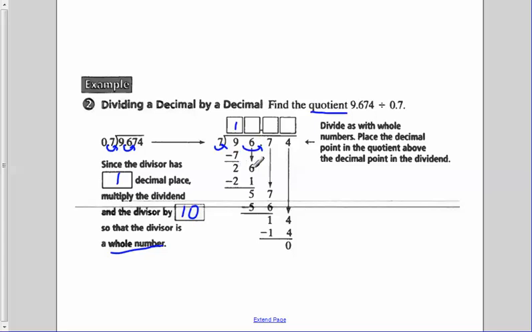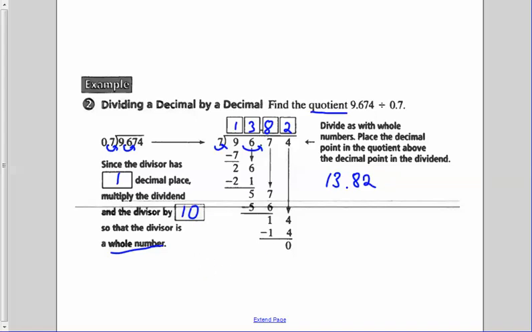7 goes into 26 3 times, and we get 21. We subtract 6 minus 1, we get 5. 2 minus 2 is 0, so we don't have anything here. We bring down our 7. 7 goes into 57 8 times, and we get 56. We subtract, we get 1, and we bring down our 4, we get 14. 7 goes into 14 twice. 14 minus 14 is 0. So my final answer, and you should see that decimal point right here, is 13 and 82 hundredths.